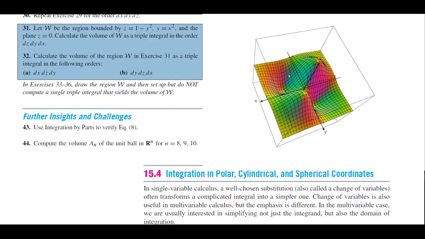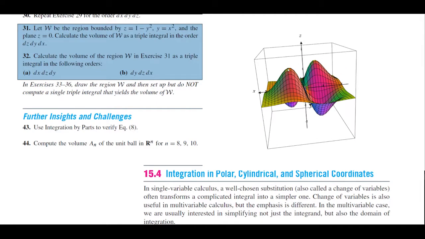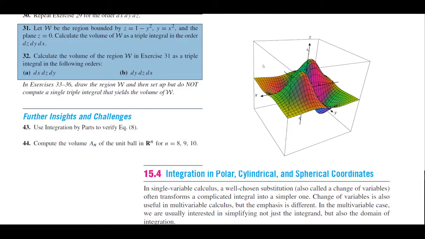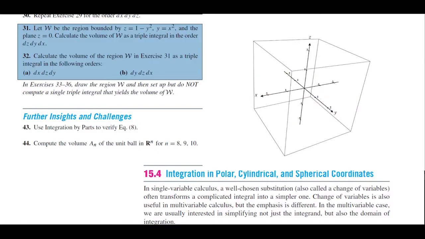Right now, this is just the default surface that comes with CalcPlot. So I'm going to just delete that. And what we can do here is when we read this, it says that W is the region bounded by z equals 1 minus y squared. So let's go ahead and add z equals 1 minus y squared, which should be a parabolic cylinder.